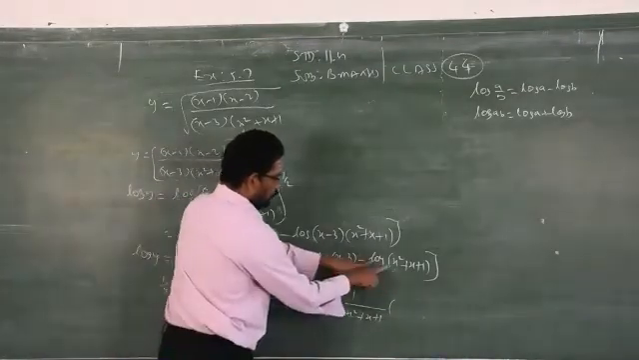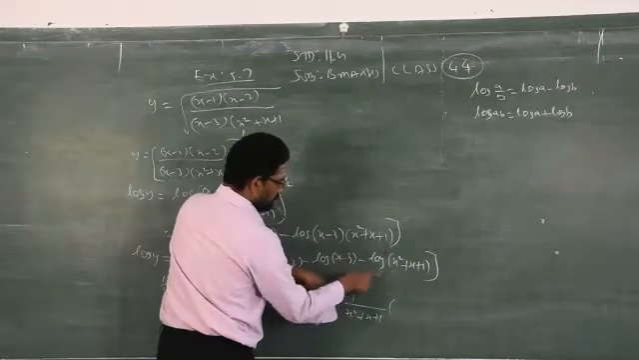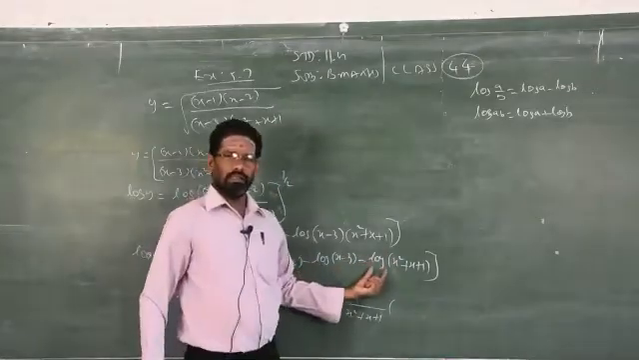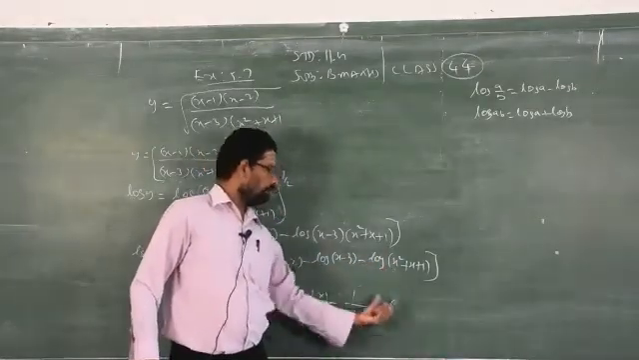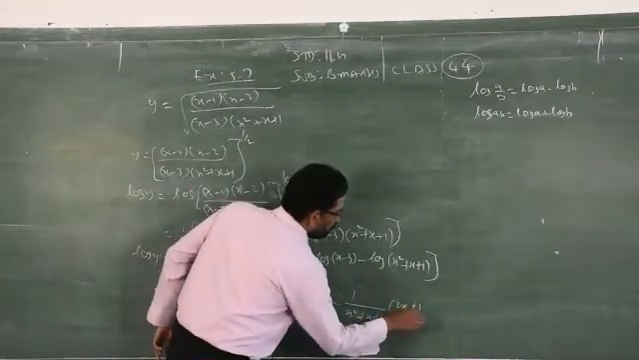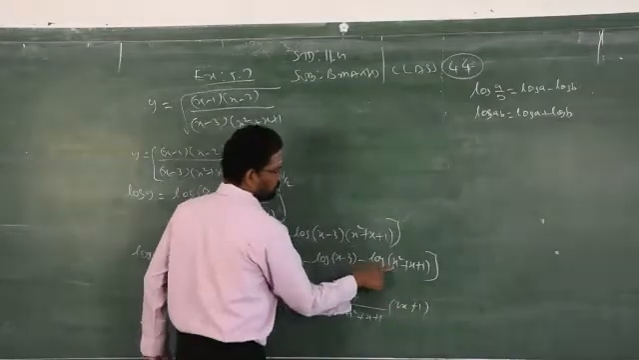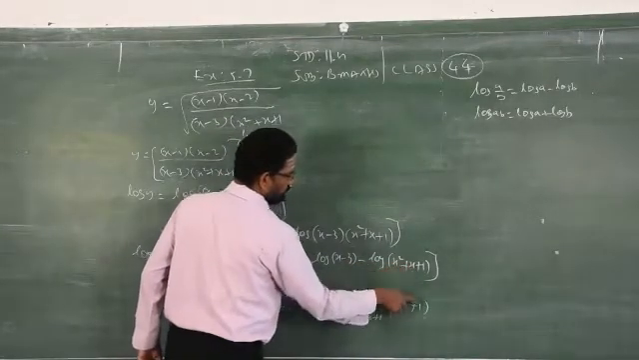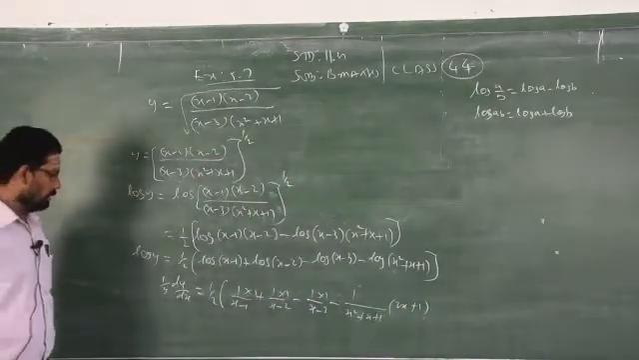But here, I differentiate the log first, 1 by. First you differentiate the logarithmic format, 1 by, then you differentiate inside the bracket, 2x plus 1, because differentiation of x square is 2x, differentiation of x is 1. Clear? Close the bracket.